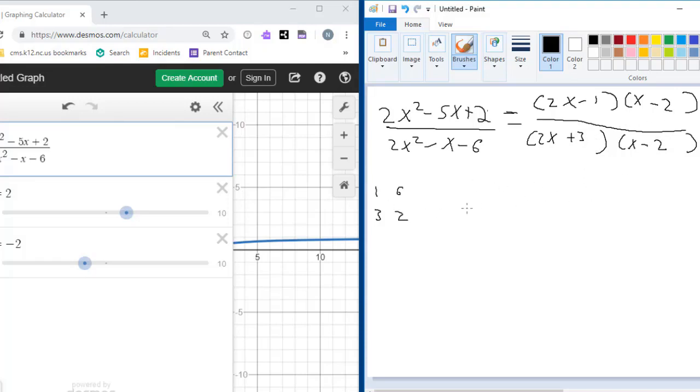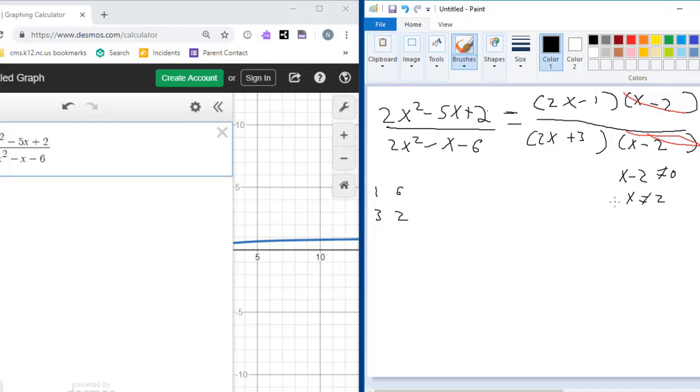Now that this is the case, I can look at where my horizontal asymptotes, my vertical asymptotes, my holes, and my x and y intercepts are. So one is the x minus 2, and I see that this cancels out. Because the x minus 2 cancels out, I know it's a hole. If x minus 2 is a factor creating a hole, that means x minus 2 cannot equal 0. X cannot equal 2, which means I have a hole at x equals 2.